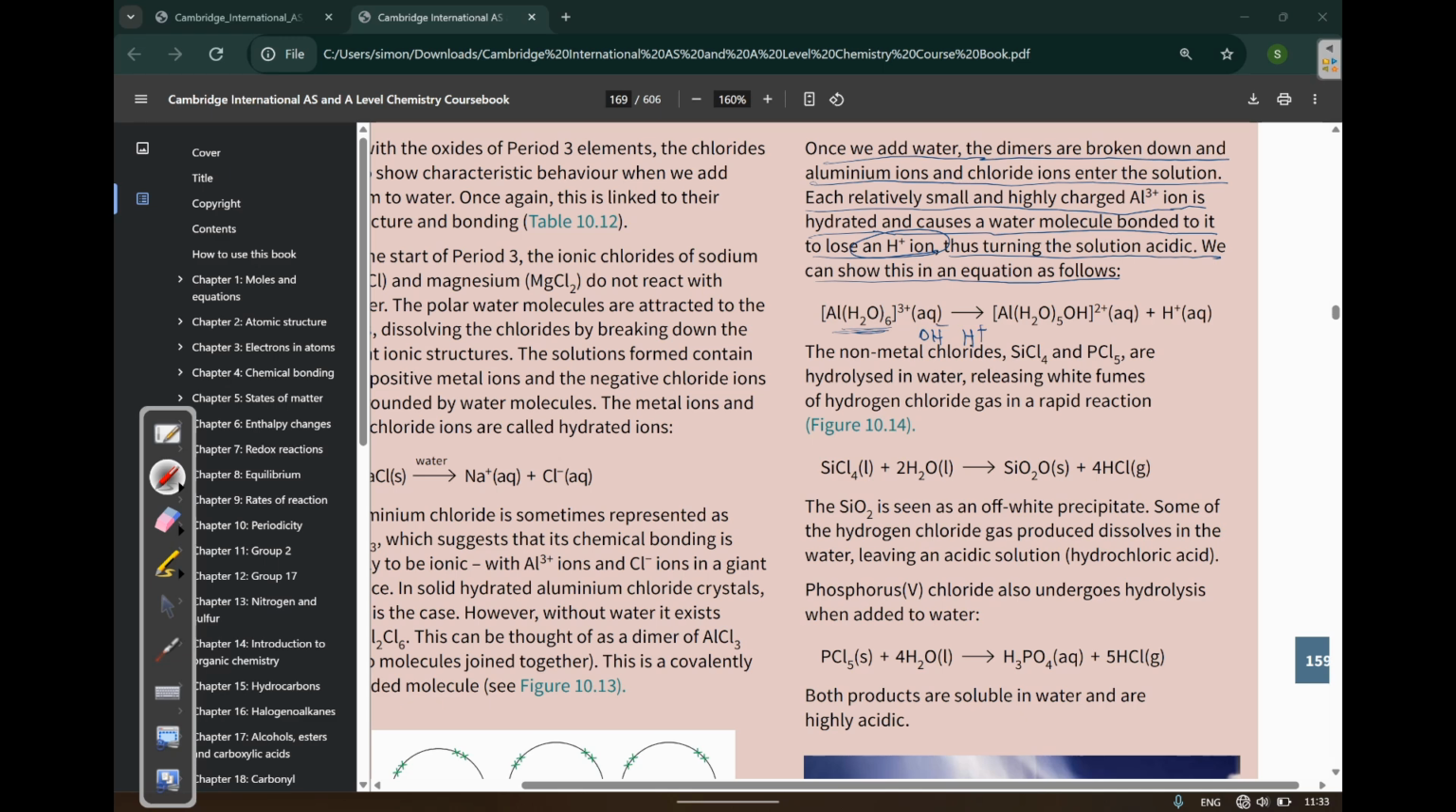You see that? So the OH minus is going to reduce that charge to a +2. That's why you're seeing a +2. And then the OH here, and then a hydrogen ion is here. So this one is released in solution, making it acidic. This is going to continue until we have 3 OHs here and then 3 hydrogen ions. So that is that.